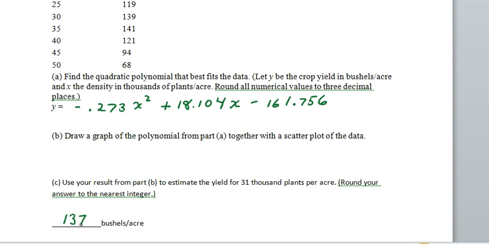bushels per acre, which looks reasonable because we have yields of 139 bushels and 141 bushels. This is actually lower than either of those, but within the possible range.